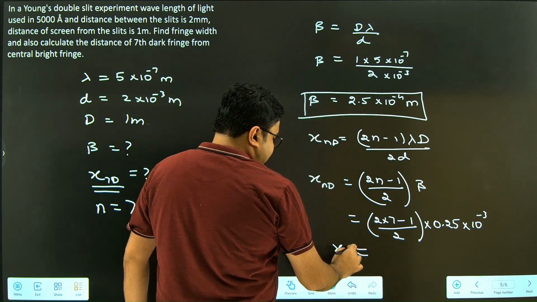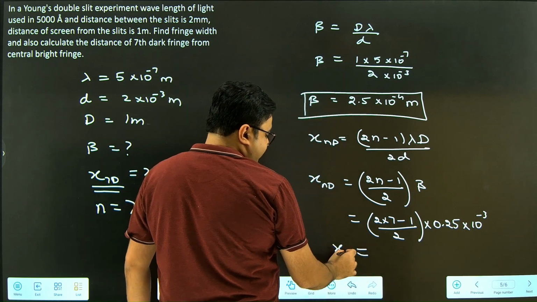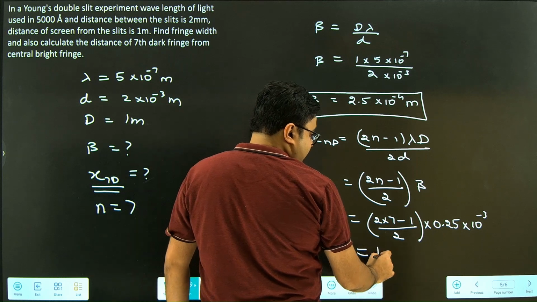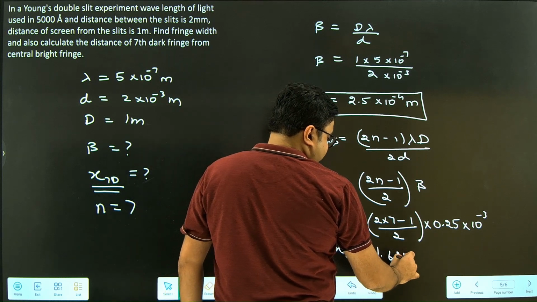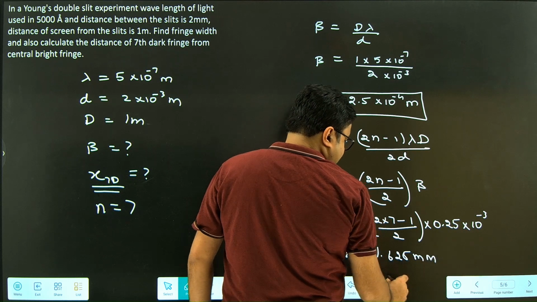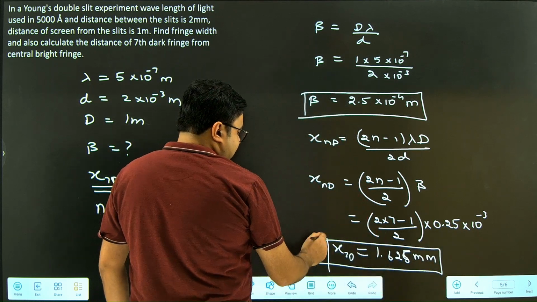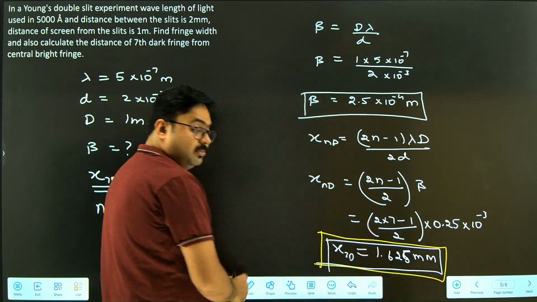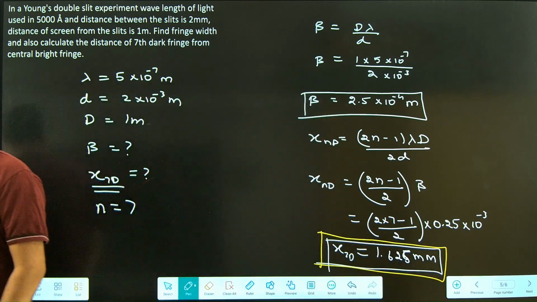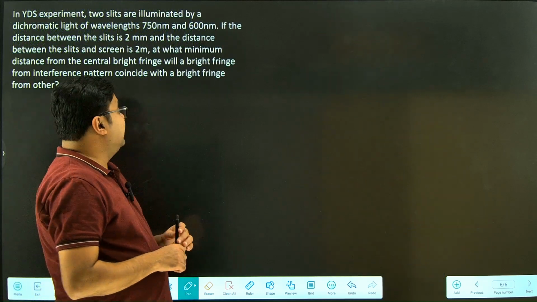So we have the distance to the seventh dark fringe becoming equal to 1.625 millimeter. Right? 1.625 millimeter is your answer, and that's the complete solution to the problem. Practice this. Let's go further. Let's look at the next question.